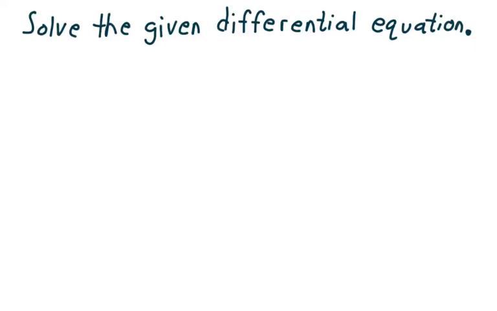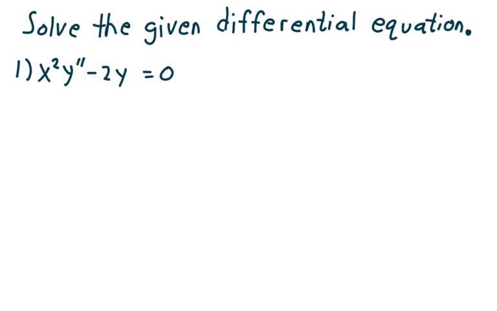The directions say to solve the given differential equation. The focus in this video is on Cauchy-Euler equations. Let's take a look at example 1. Suppose we're given x squared y double prime minus 2y is equal to 0.